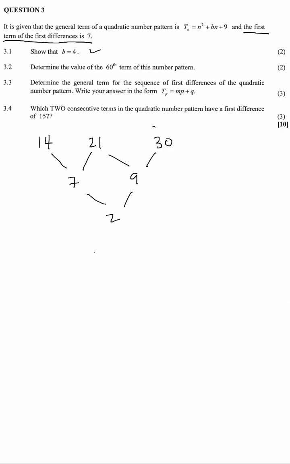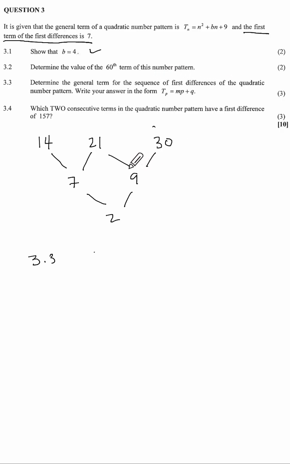So then 3.3 says determine the general term of the sequence of first differences of the quadratic number pattern. Write your answer in the form Tp equal to mp plus q. So what they want, this is 3.3. They want us to determine the general term of the sequence of first differences.